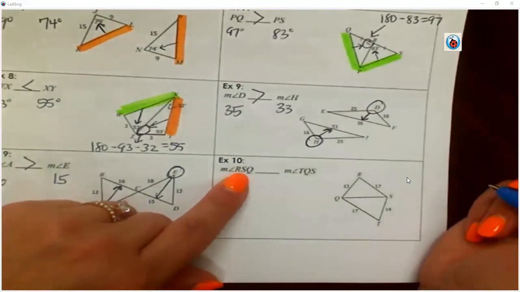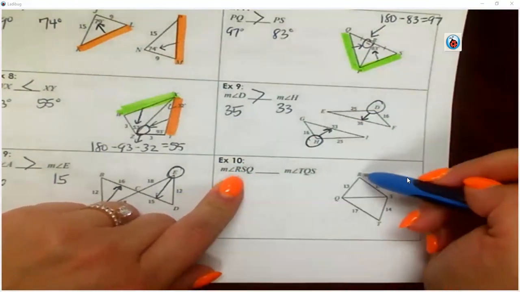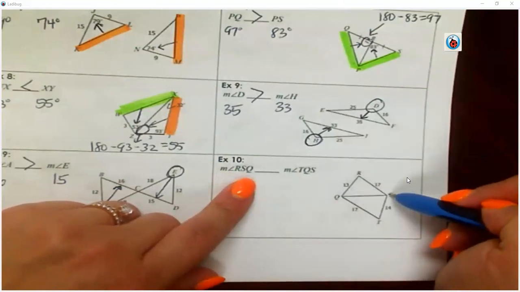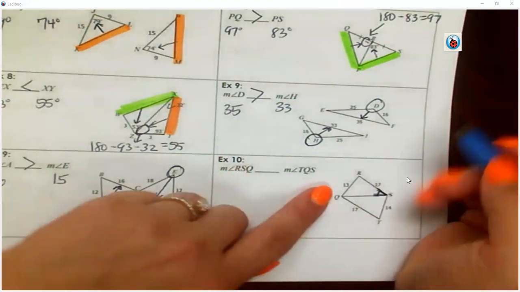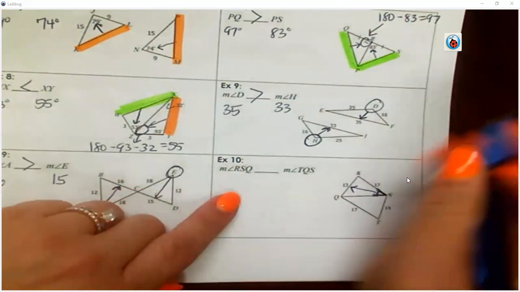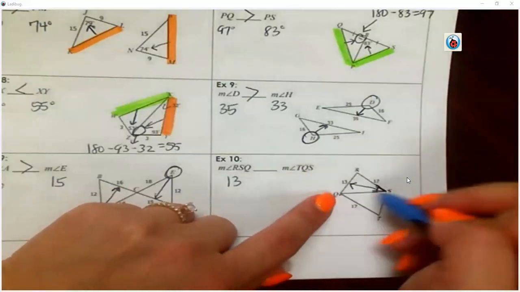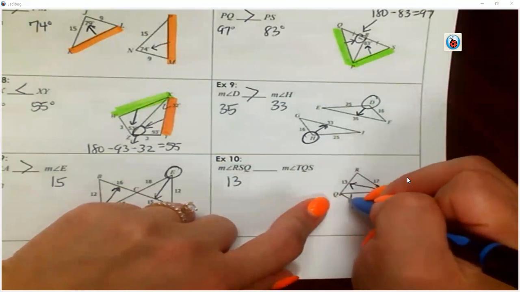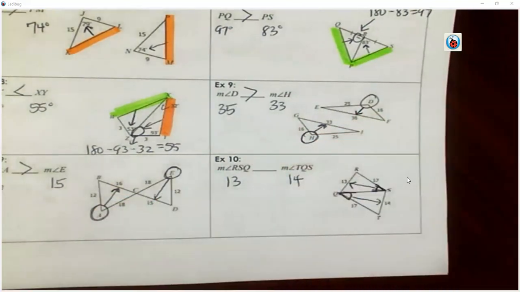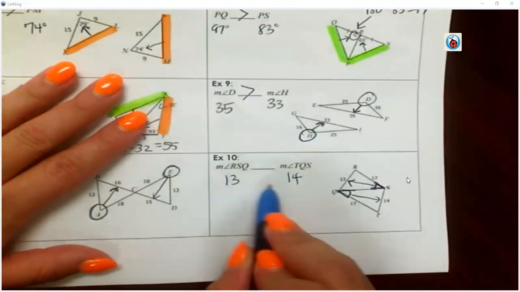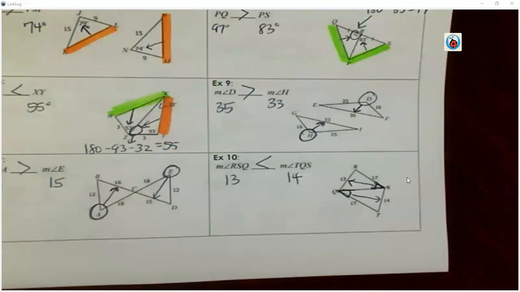All right, last one. We have the measure of RSQ. Notice this one's a little bit different, but it still tells me the angle. So RSQ, here's R, here's S, here's Q. S would be considered my vertex angle, so I am focusing on this angle right here. The opposite side of this angle would be 13. Then TQS, so here's T, here's Q, here's S. That means Q is my vertex angle, so the opposite side for this one would be 14. Therefore, if I compare, 13 is less than 14, so the measure of angle RSQ is less than the measure of angle TQS.